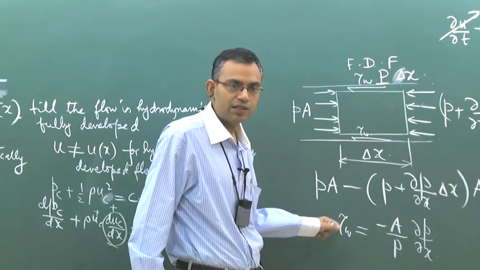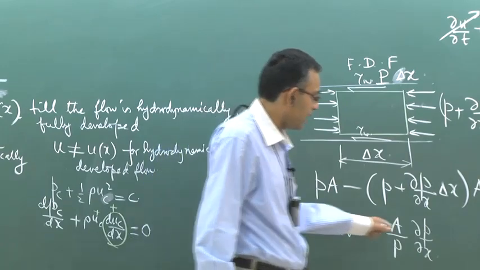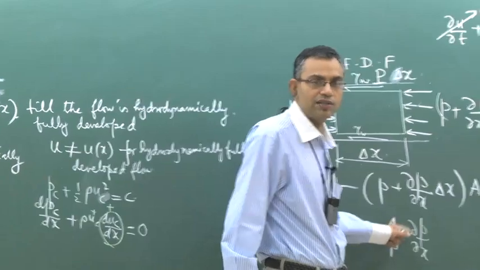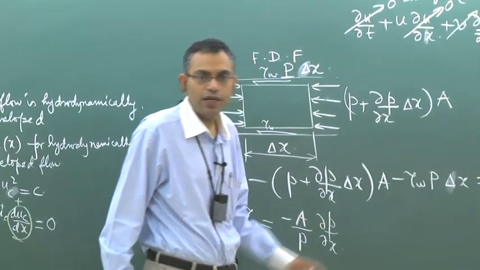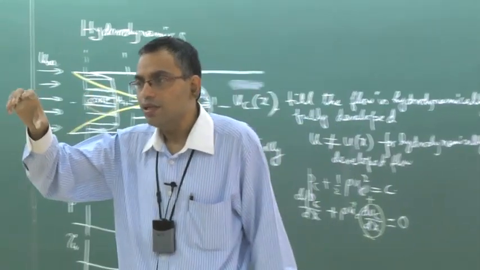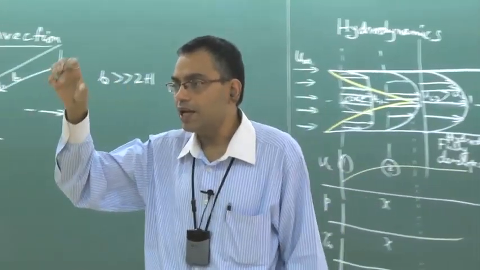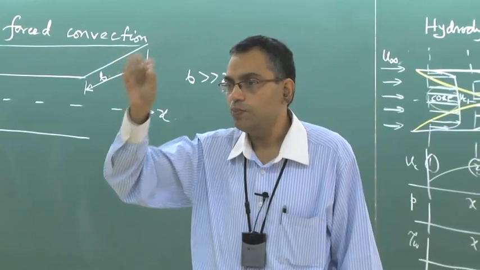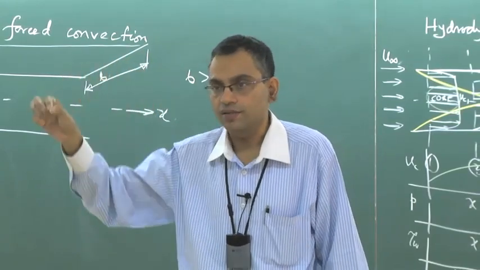If velocity is a function of y only, then tau wall is a constant. That means this is also a constant. That means for fully developed flow, del p del x is a constant. That means del p del x becomes dp dx. So, p versus x is linear.